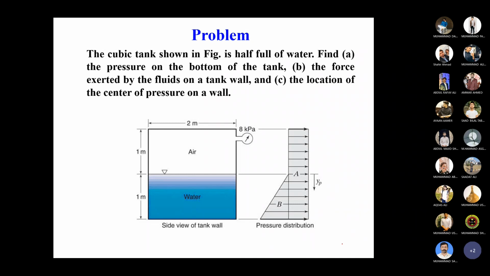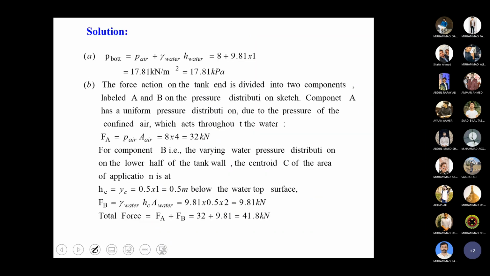So the total pressure which is exerted by air on its all four sides, so it would be 2 times 2 is equal to 4. Okay, so it is basically 8 into 4.